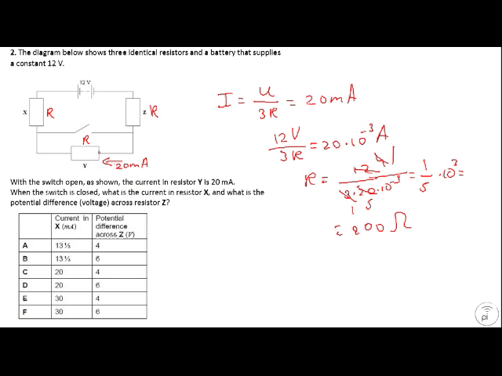They ask us to find, when the switch is closed, what is the current and the potential difference across this. The potential difference across this will be 6 volts, because this and this are equal, and the voltage will be divided equally. As for current, it will be 12 volts divided by 2R, which is 400 ohms, and it is 30 milliamperes. So the answer is F, 30 milliamperes and 6 volts.